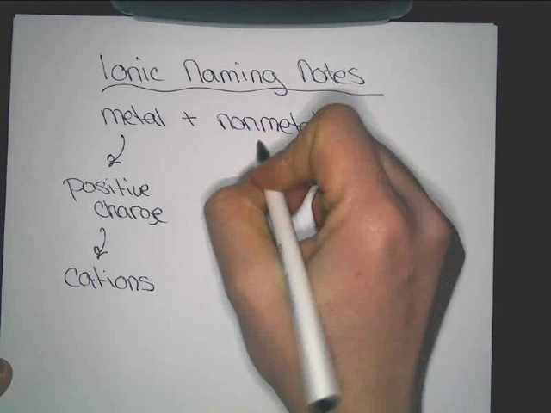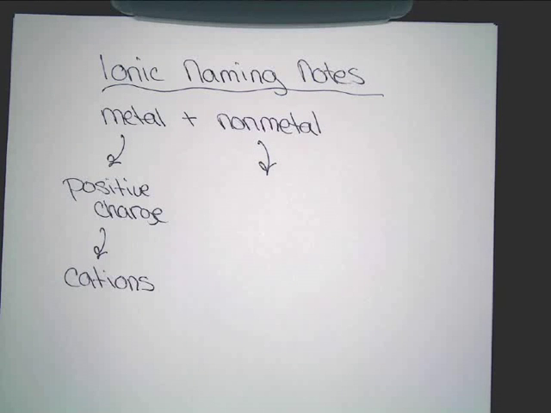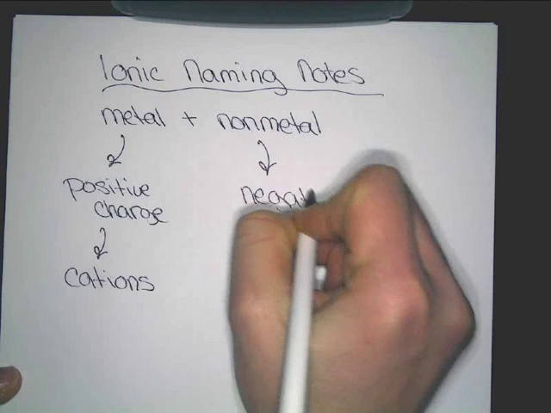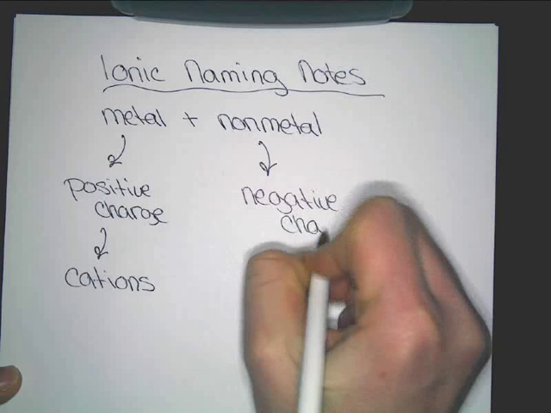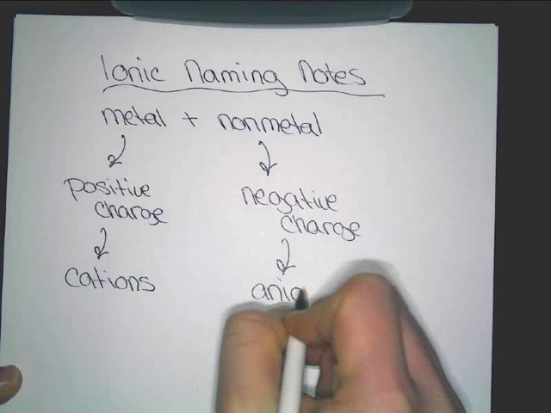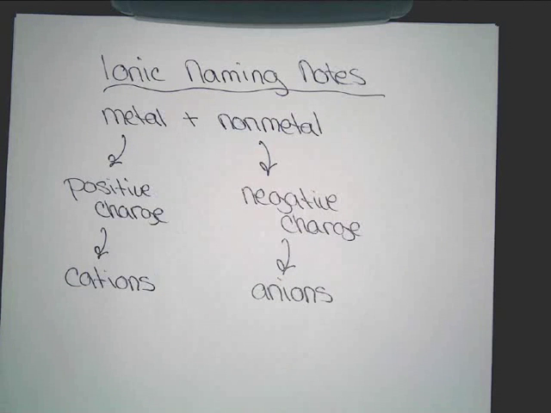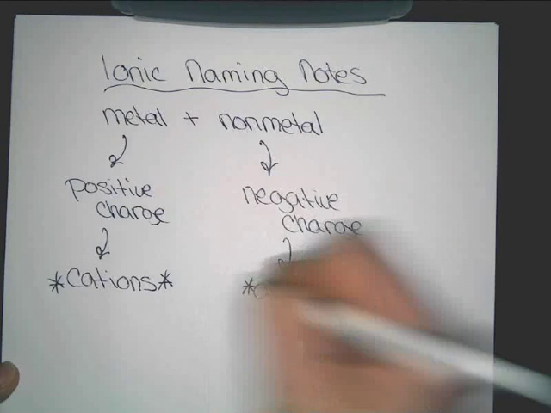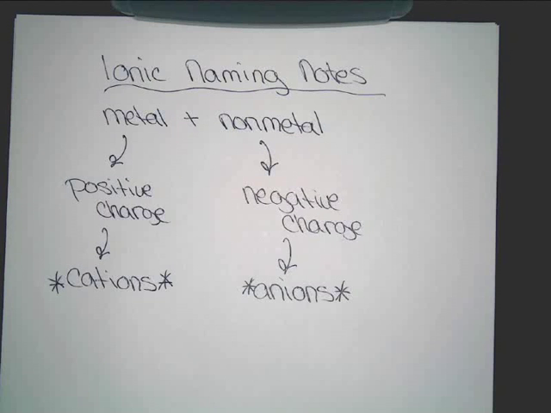So what do you think you'd put under nonmetals? Negative charge. Negative charge. And these are called anions. Okay? That's easy so far. But I need you to know those words. I need you to know this word and this word. Okay, so just a little bit of review.